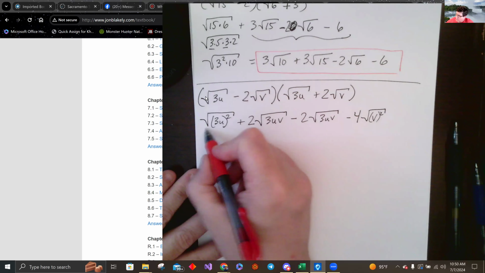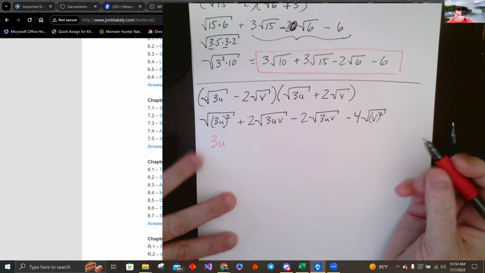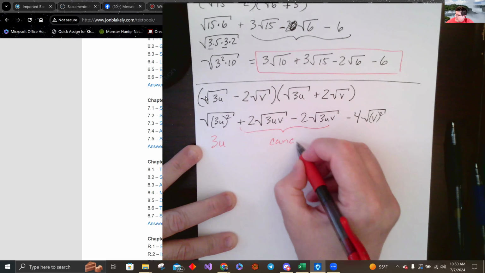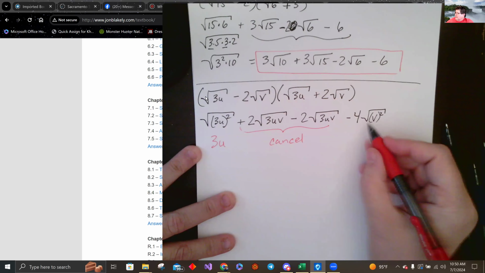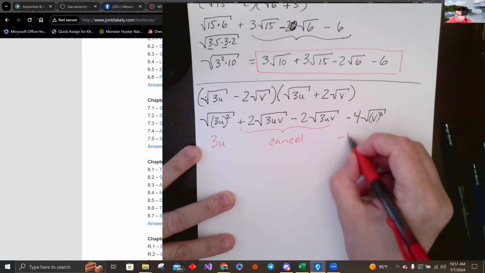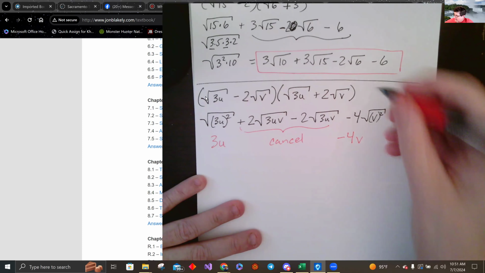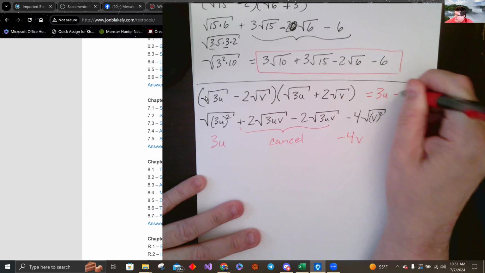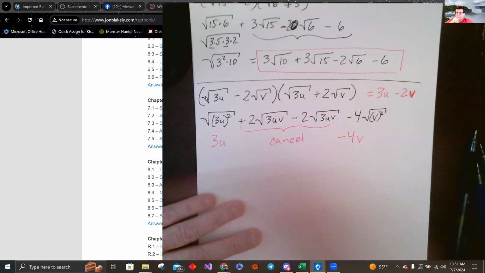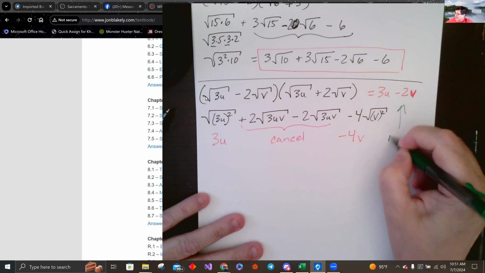So here, the radical and the power cancel. I'm just left with 3u. These two cancel. One's positive, one's negative. And here, the exponent and radical cancel again, and I'm left with minus 4v. So this entirely simplifies down to 3u minus 4v. No radicals.